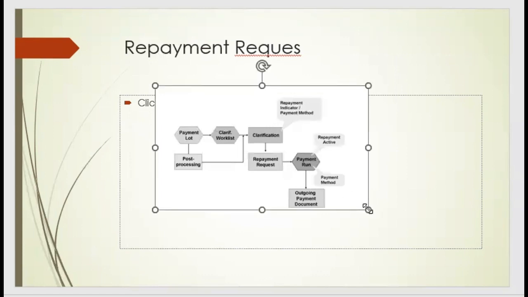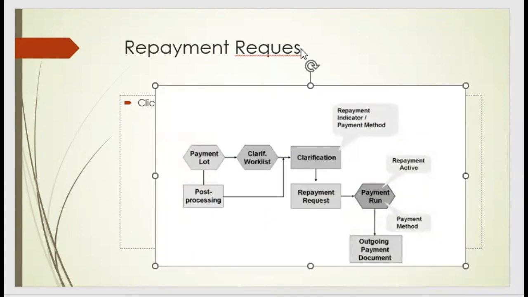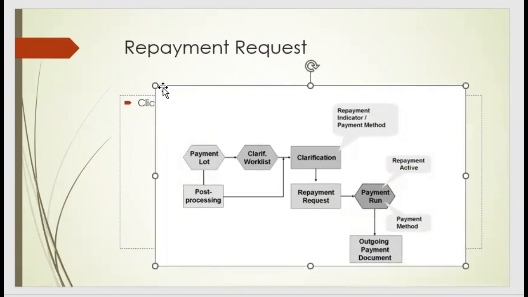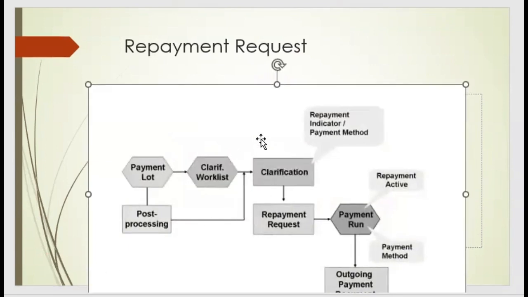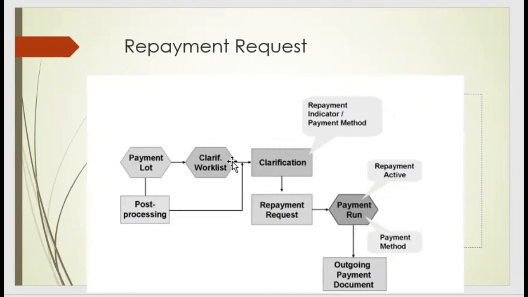If you go with a diagram, the repayment request will look like this, from the lot payment until the posting happened. You can see we have the lot payment. We discussed that yesterday. After lot payment, the posting process starts execution. If there is an automatic lot payment, the clarification worklist is started. And if there is any dispute or any issue, that is put into the clarification bucket.